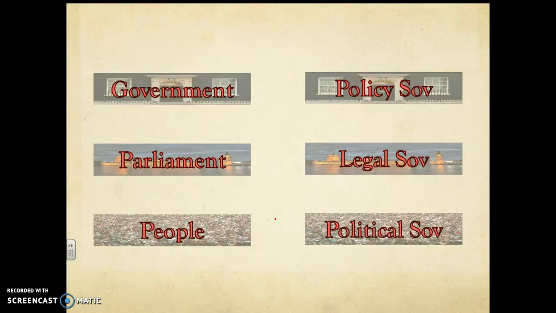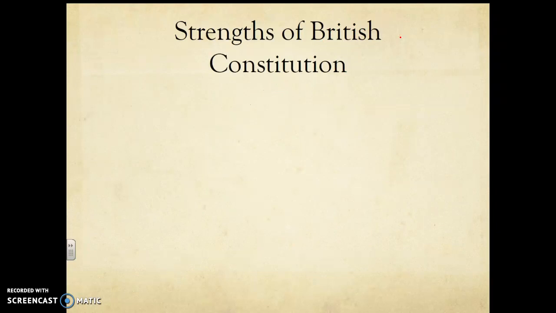The people have political sovereignty. We know this. It's a democracy. A democracy is a system of government predicated on popular sovereignty. Parliament are the legal sovereigns. They are the highest legal authority, the highest level of authority in the UK legal system. And the government has policy sovereignty. They get to decide the agenda. They get to decide what it is that the country is going to do. And that says political agenda, for those normal human beings who are struggling with my handwriting.